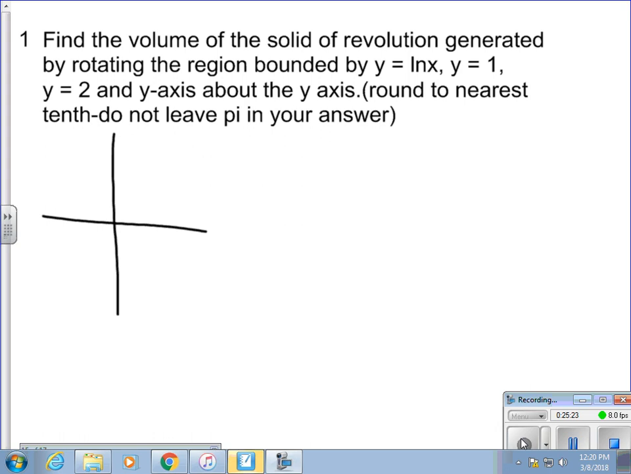Okay, first thing. Graph it. Y equals the natural log of x looks like this. Y equals 1 looks like this. Okay. This is our region. We are rotating it around the y-axis. So its mirror image will give you a solid that looks something like that. Okay. So our axis of rotation is like this, and remember, your radius is perpendicular to your axis of rotation.